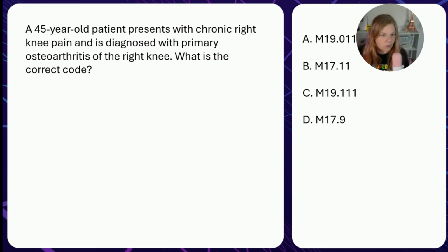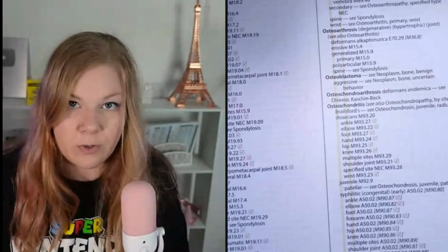So what are we going to code here? Are we going to code for knee pain, or are we going to code for the osteoarthritis? So knee pain is really a symptom of osteoarthritis, so we're going to code for the definitive diagnosis, osteoarthritis. So we're going to go into our book and we're going to look for osteoarthritis.